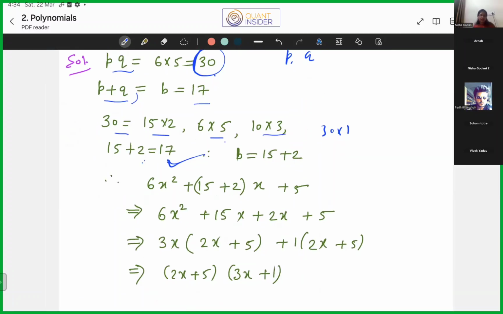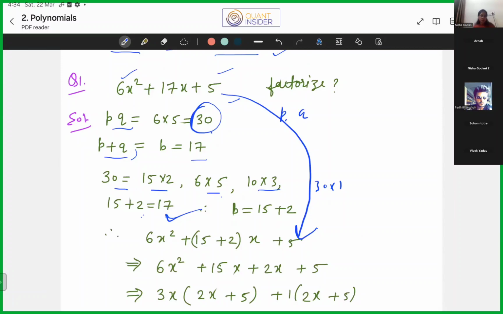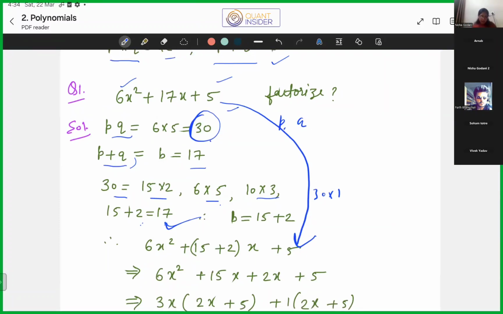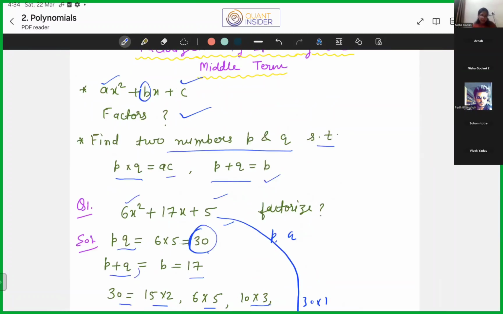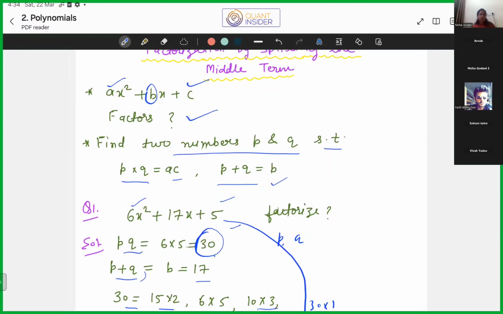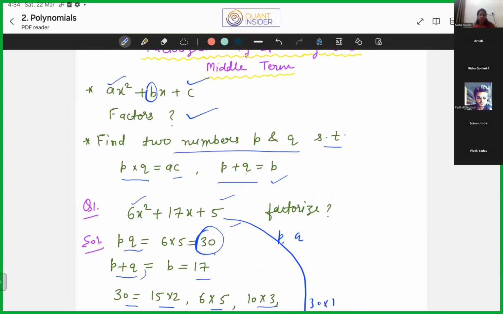Okay. So in this, 17 is broken into 15 plus 2. So you have to keep in mind, and one more thing is also there, I'll tell you in the next example. We are taking here P plus Q because the plus sign is there, plus C is there. In the negative case, I will also tell you because we subtract there. So I'll tell you later.